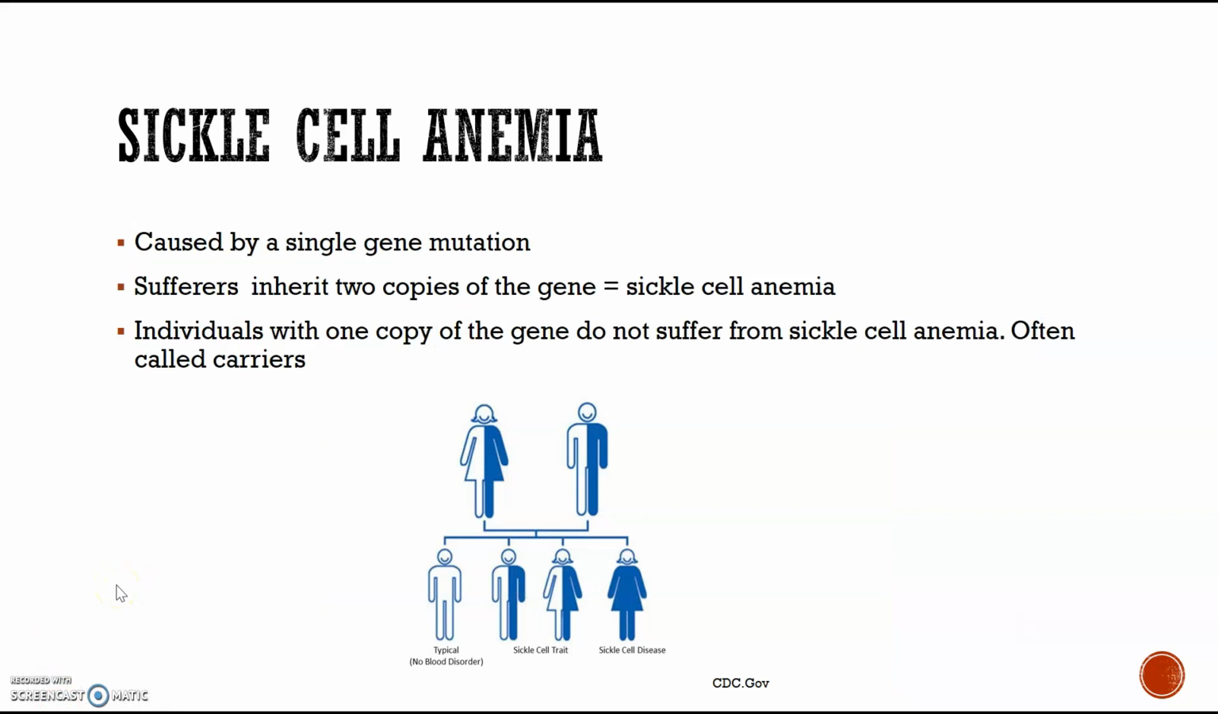Sickle cell anemia is caused by a single gene mutation. Sufferers inherit 2 copies of the sickle cell anemia gene. Individuals with 1 copy of the gene do not suffer from sickle cell, and they are often referred to as carriers.